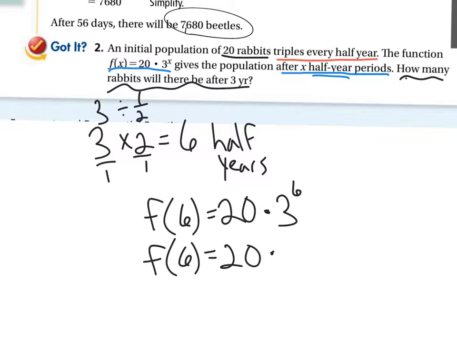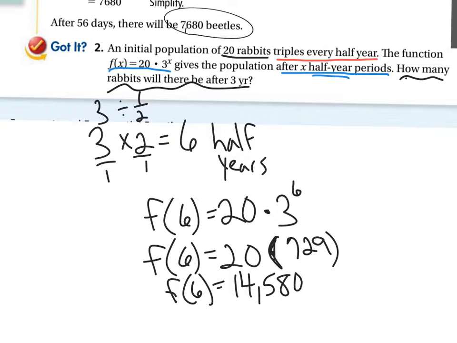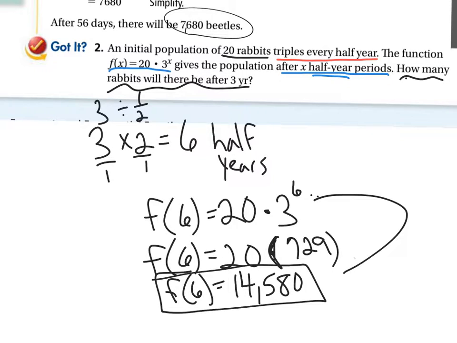So if you do this, 3 to the 6th power is 729, again, doing the exponents before we multiply. And then if you multiply, that would be 14,580. And when you guys do these, once you get to this point, you can use your calculator to get to that answer. I'm just making sure you understand order of operations, what you would do if you were doing it by hand. We have to make sure we remember how to do that stuff because we can't always use a calculator.